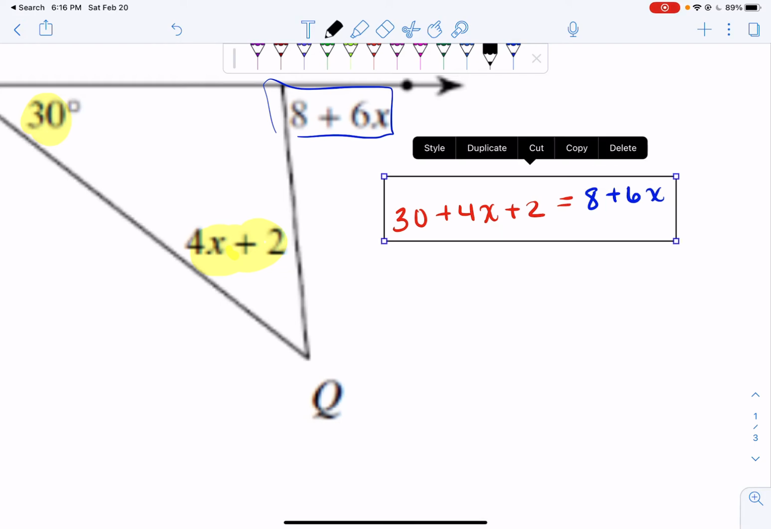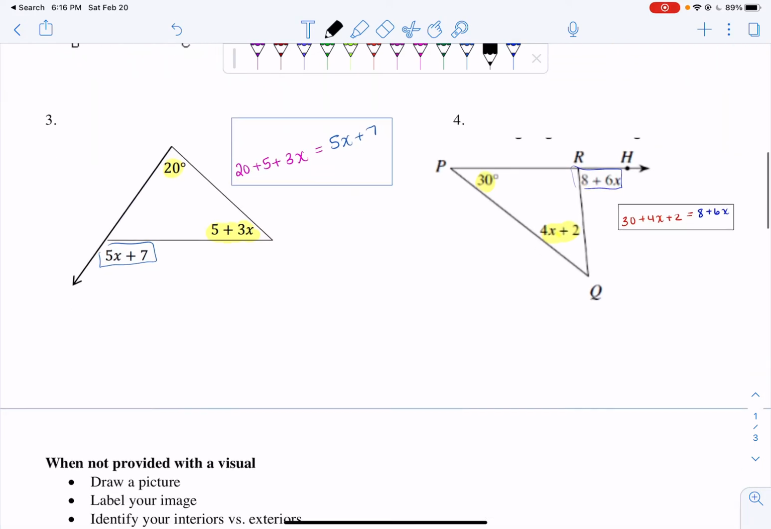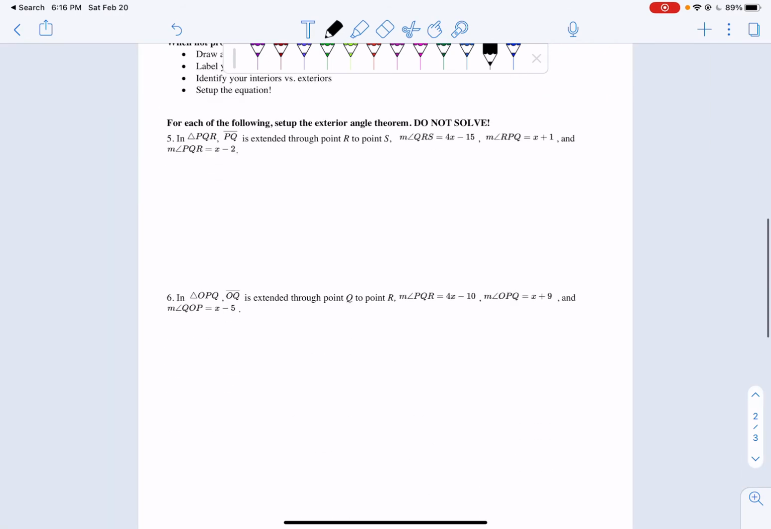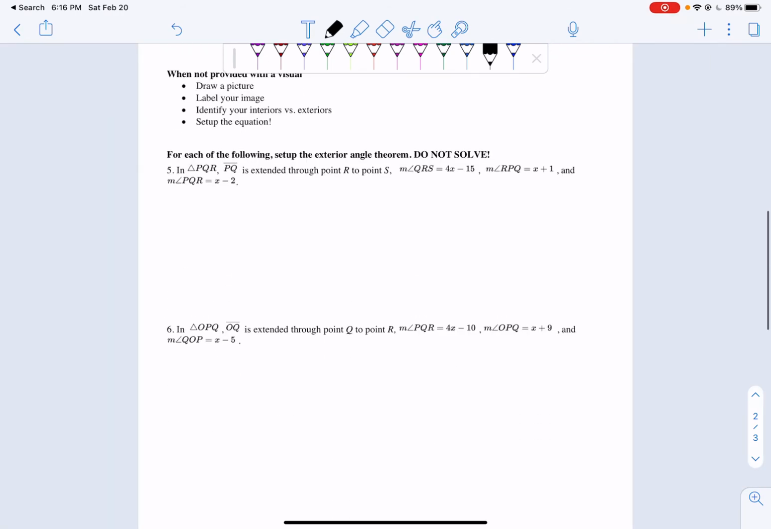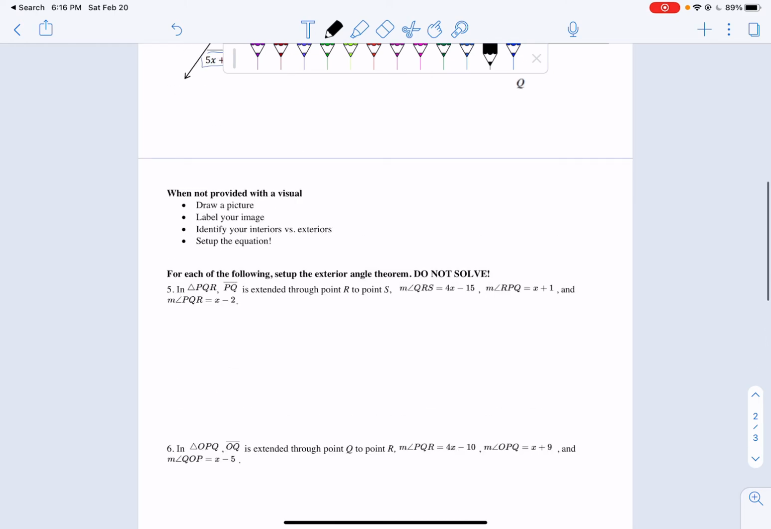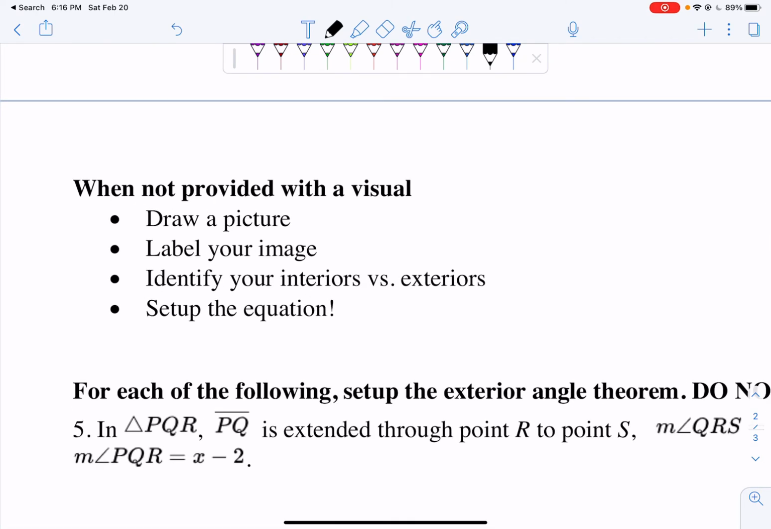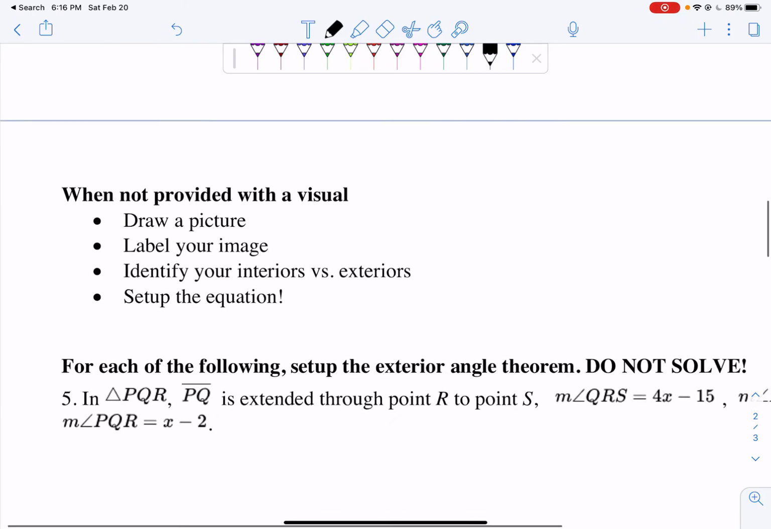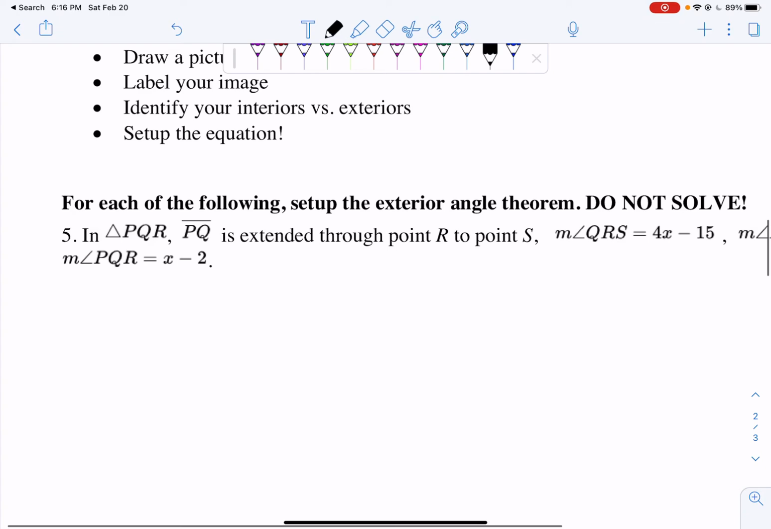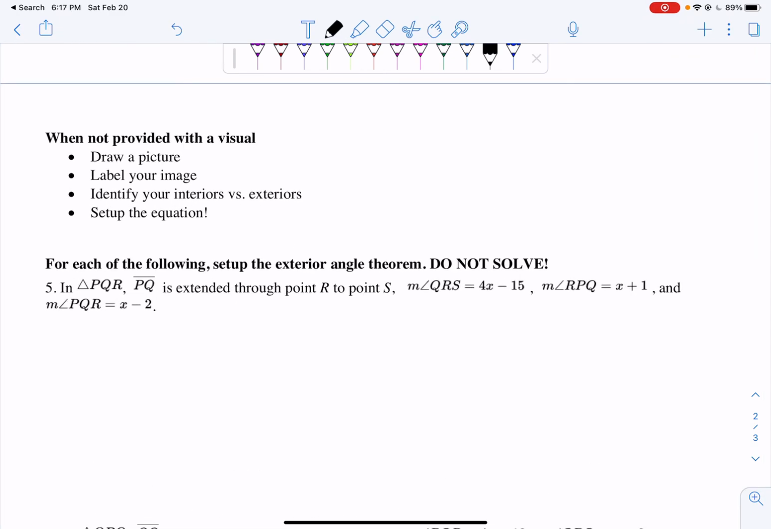Tomorrow we're going to be solving these equations, so make sure you remember how to solve an equation. However, if you look at these questions, there is no image provided. When not provided with a visual, here are your steps: draw a picture, label your image, identify your interiors versus your exterior, and then set up your equation. For each of the following, set up the exterior angle theorem. Again, do not solve. Let's use some close reading strategy: we read it once, and then read it again and piece together the information.